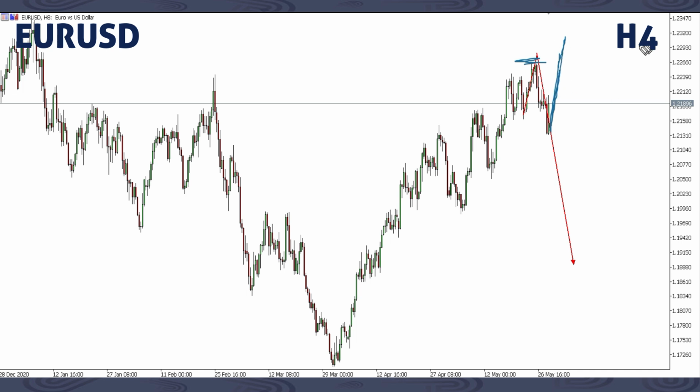Now on Euro USD, our main bias is down. Our main bias is down. We can get a down move right around this area, or we can get a down move right around this area. What we're looking for on Euro USD is only a sell opportunity.